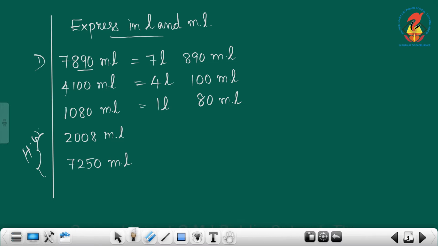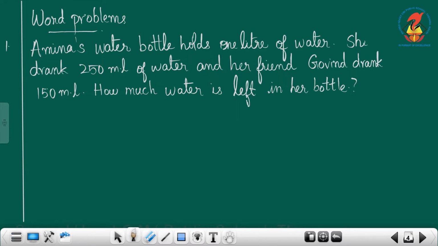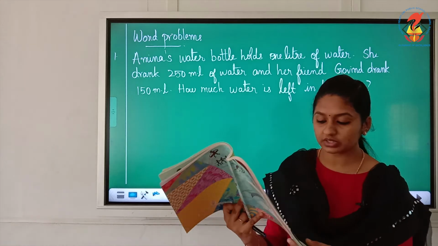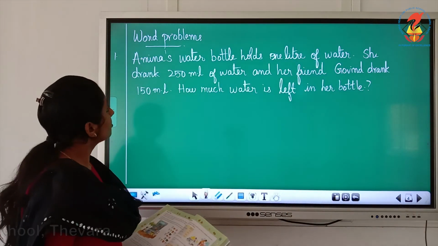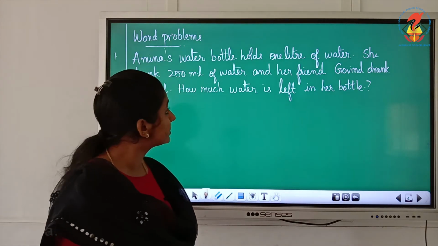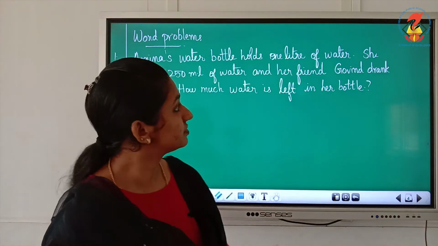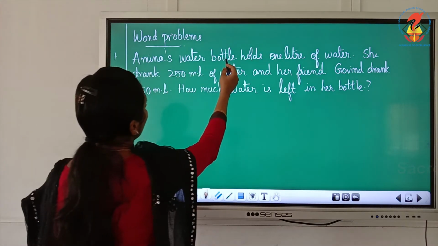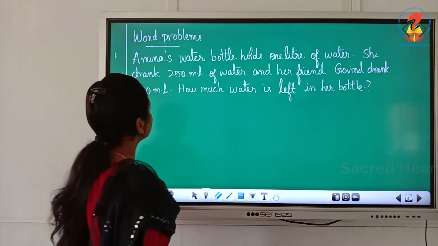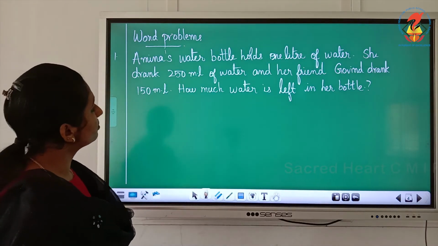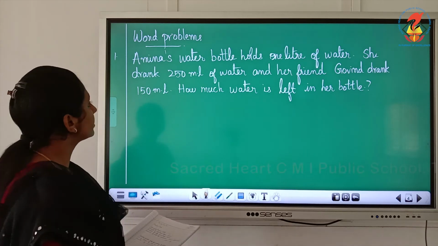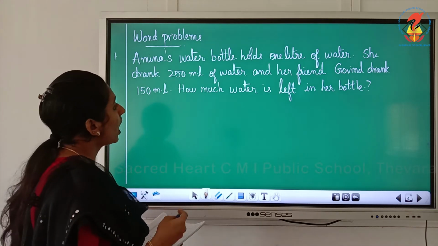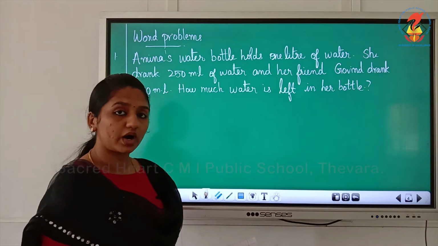Okay. Now we are going to move to the word problems. First question, if the question is there in the textbook, take page number 78, practice time. Amina's water bottle holds 1 liter of water. She drank 250 milliliter of water and her friend Govind drank 150 milliliter. How much water is left in her bottle?